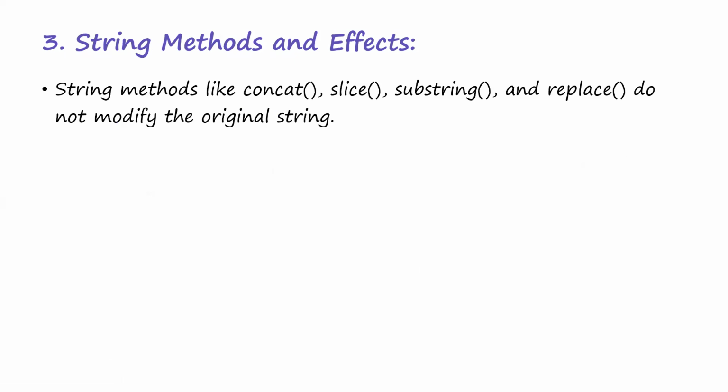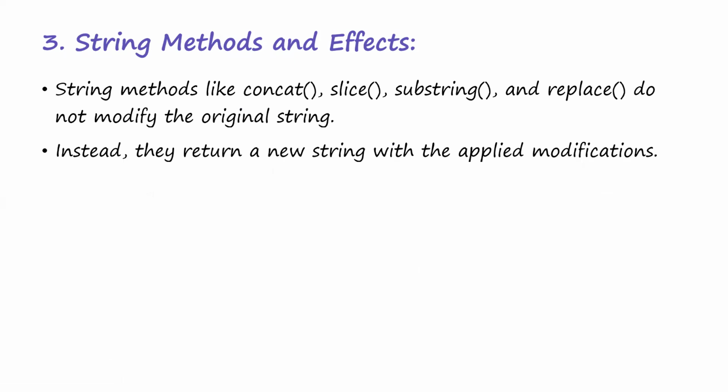Okay, the next one, let us take a look at string methods and their effect, just like what we have already seen. String methods like concat, slice, substring, replace, they do not modify the original string. The original string will still be whatever it was. Instead, they return a new string with the applied modification, just like we have seen in the to uppercase method. It didn't modify the original string. Rather, it returned a new string that has that modification applied.